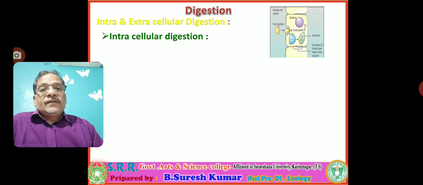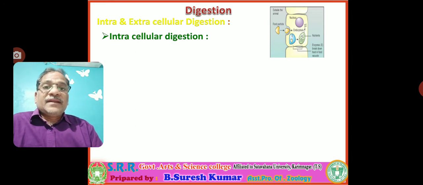Whatever food material is consumed by the individual, the food particles completely enter into the cell of the individual, and the food particles are completely digested inside the cell under cytosol. So that is intracellular digestion.